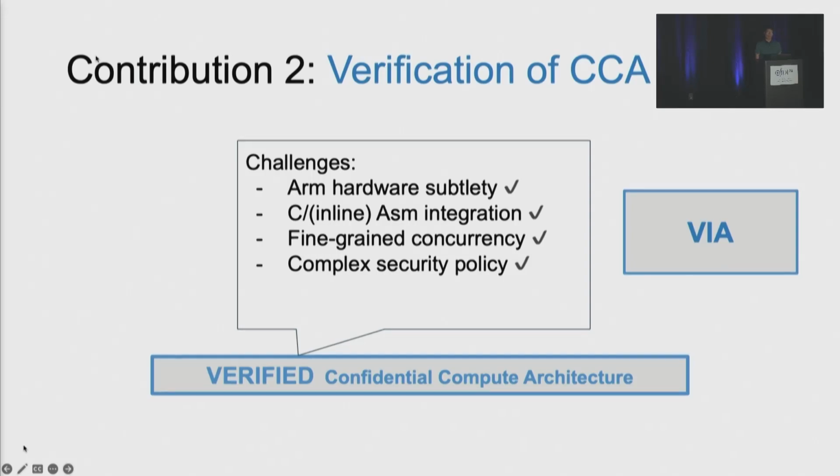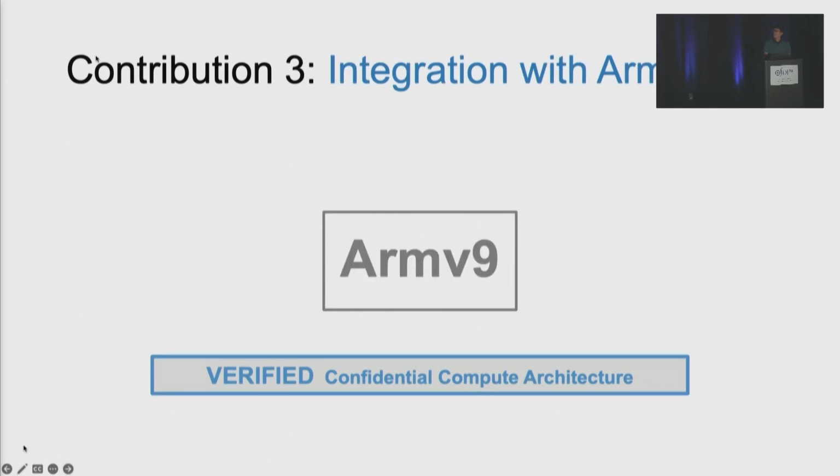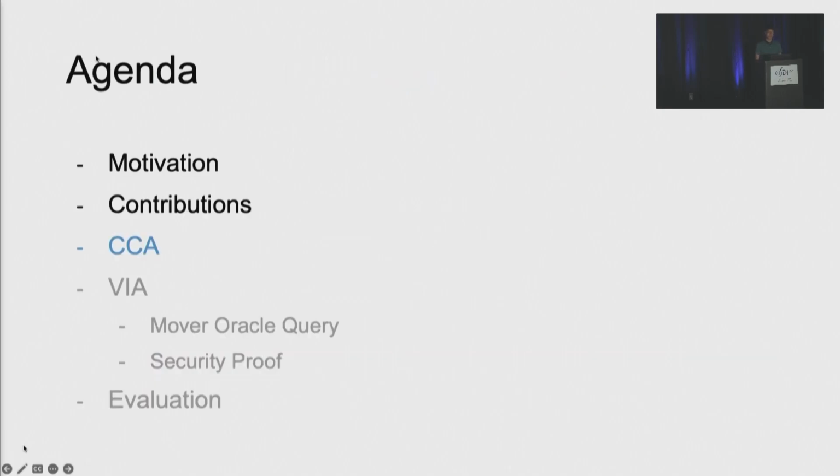We introduced a new verification framework named VIA to untangle all these challenges and successfully verify that CCA protects users' private data in all circumstances. Our verified CCA design and implementation will be shipped with the ARM v9 architecture and will be used to protect the data security of millions of users in the future.